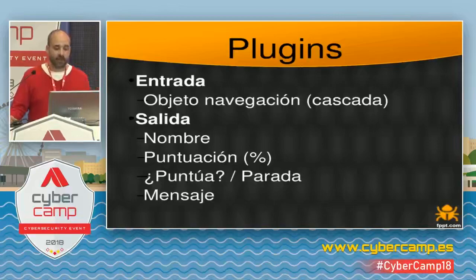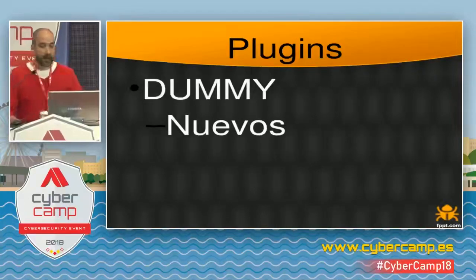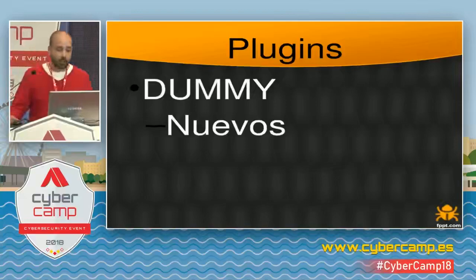What's the idea for plugins? The input is an object in Cascade, just in case information has to be shared. At the output, we would have the name and the score as a percentage, seeing if that truly scores or not, and also if the plugins have to be stopped, and then an area for messages for human interpretation.